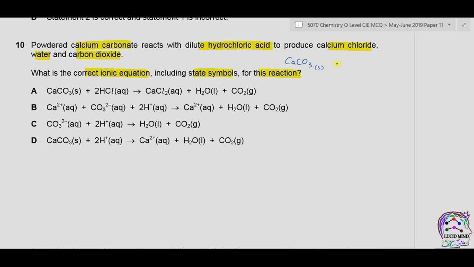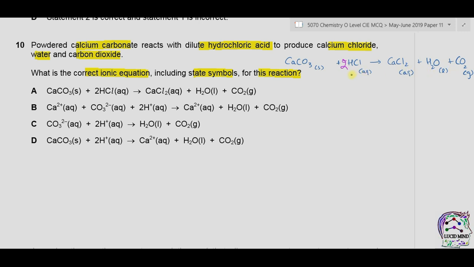which is solid. It reacts with HCl, which is aqueous, to form calcium chloride, which is aqueous because it is a soluble salt, water, liquid, and carbon dioxide gas. Let's balance this equation. We have 2 chlorine atoms on the product side, so we can write 2 with HCl. Now hydrogen atoms are balanced, chlorines are also balanced, calcium is already balanced, and CO3 is already balanced.